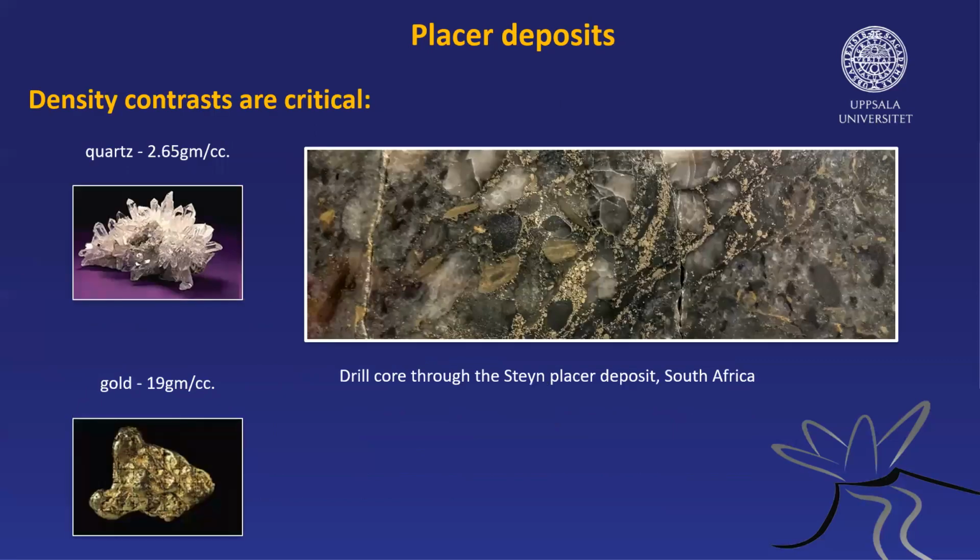Just a quick word about the placer deposits. As I said, density contrasts are critical. If a particle is super dense, it will be deposited much earlier than a particle that is less dense. So you obtain something like that in this picture. You have big grains of quartz, and this stuff here in between, that's gold, small particles of gold.